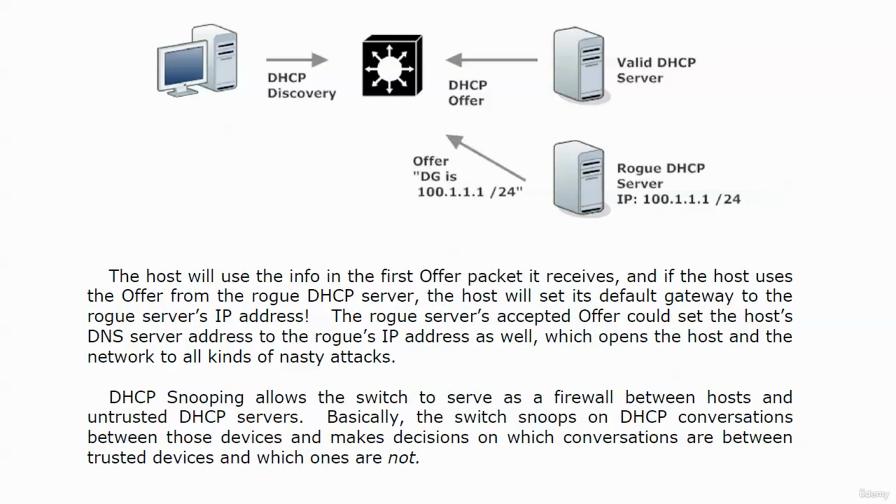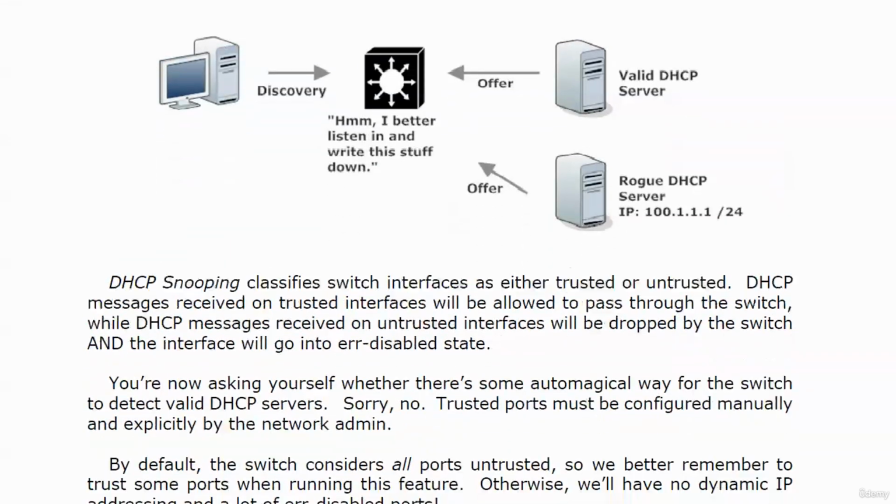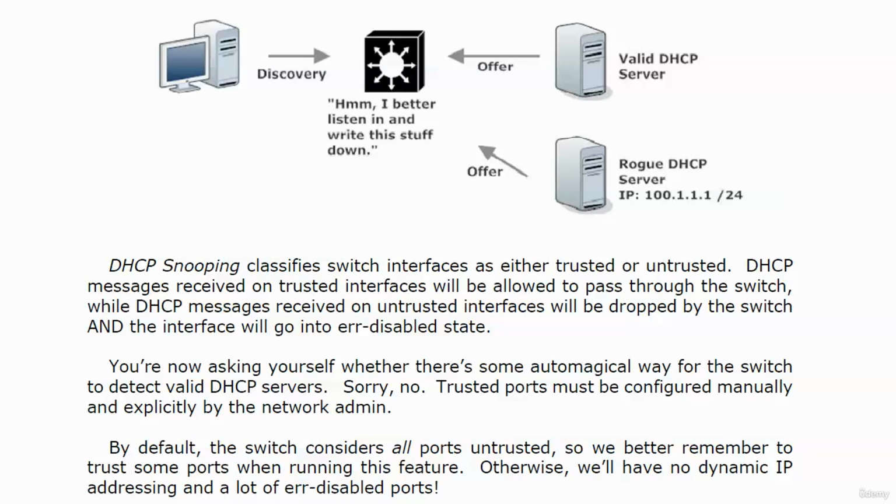Well, DHCP snooping allows our switch to serve really as a firewall between hosts and untrusted DHCP servers. Basically, what's going to happen here is the switch is going to snoop in or listen in on DHCP conversations between these devices and make decisions on which conversations are between trusted devices and which ones are not. And this is how that's going to happen. DHCP snooping classifies switch interfaces as either trusted or untrusted. Now, DHCP messages that come in on trusted interfaces, hey, pass, friend. They're going to go right through the switch, no problem at all.